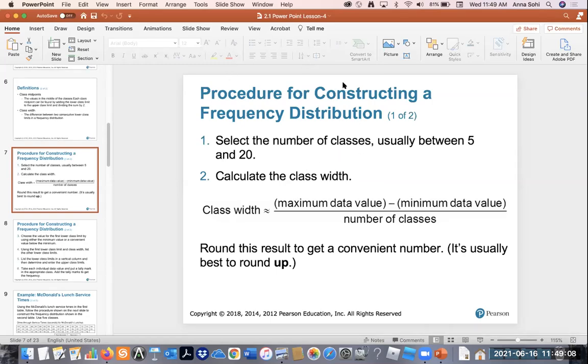A couple of things to mention here. Class width is the length of each class, within each line. To find the class width, if you have the number of classes, you take the maximum value minus the minimum value on the entire set and divide it by the number of classes. If they say 5 classes, you divide by 5. If it's 6 classes, 6. And you always round up the result to make it convenient. If it's already a good number, you keep it. If not, then you round it up, never down.